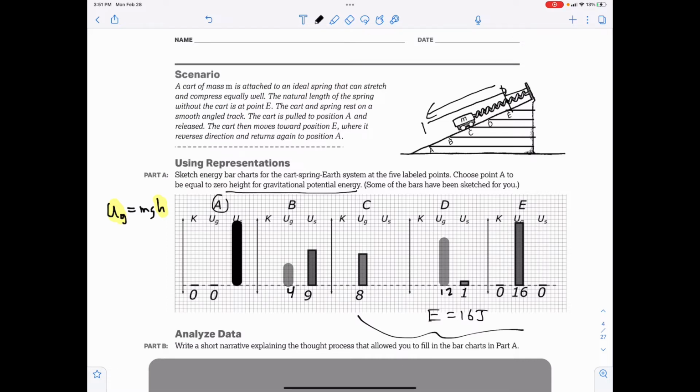Okay, now the rest of it's easy because now we just subtract from 16 to get the rest. So here, if we have 13 total and the total energy was 16, well, that means the remaining must be, draw this a little shorter, there we go, 3 units.